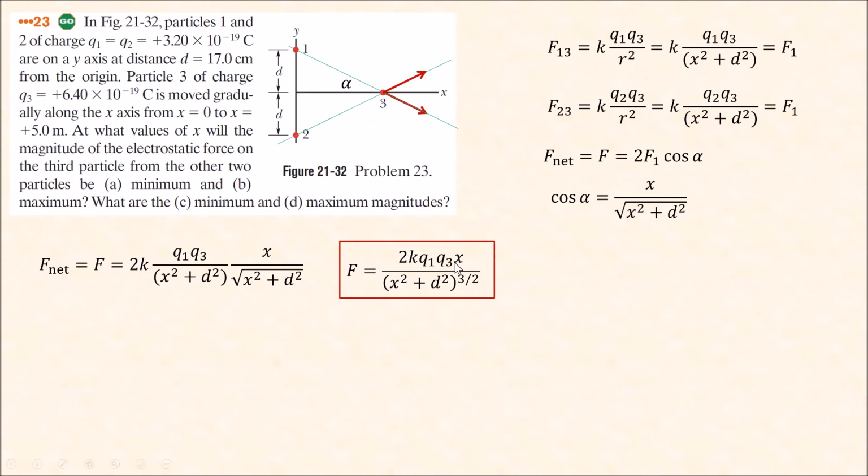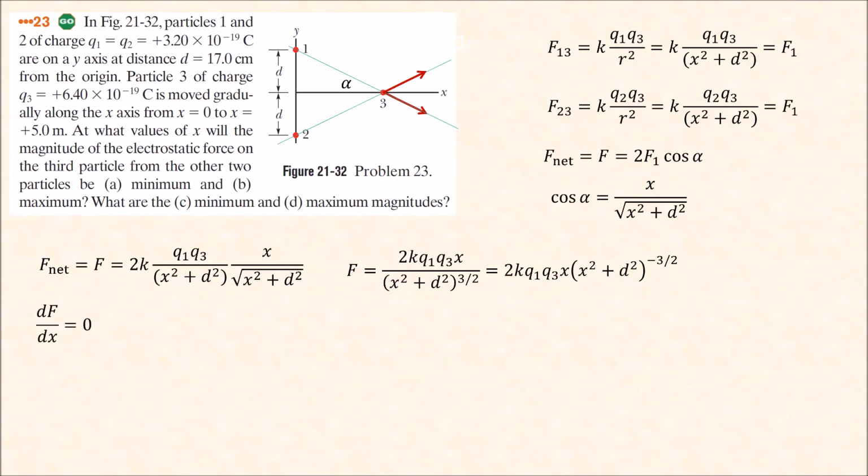Then solve for x. In order to do that, it is better to write this denominator to the power 3 half, bring it up and write it as a power of negative 3 half. So the expression becomes 2k q1 q3 x times (x squared plus d squared) to the power negative 3 half. Because we're going to do a derivative, this is easier. So we set dF/dx equal to 0.